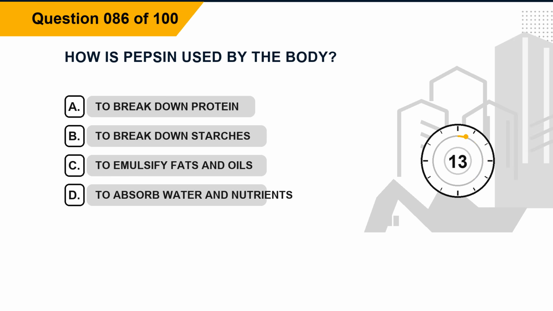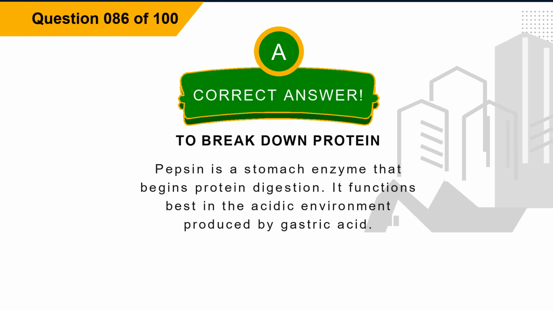Question 86. How is pepsin used by the body? Option A, to break down protein. Option B, to break down starches. Option C, to emulsify fats and oils. Option D, to absorb water and nutrients. The correct answer is option A, to break down protein. Explanation. Pepsin is a stomach enzyme that begins protein digestion. It functions best in the acidic environment produced by gastric acid.